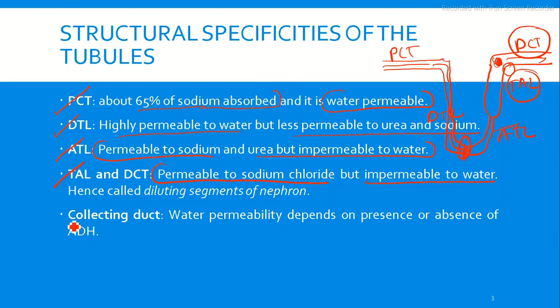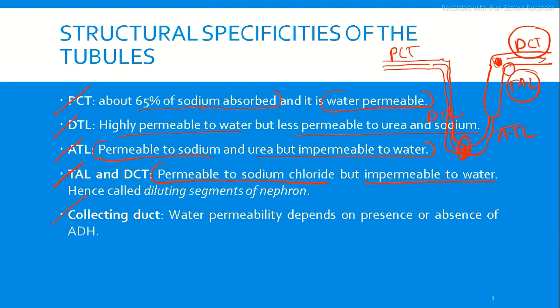Okay, so the next part, or the last part, of the nephron is the collecting duct, and the water permeability of this collecting duct depends on the presence or absence of ADH. ADH is a type of pituitary hormone which is released in response to the body condition. Okay, so if the body condition is dehydration, then the body needs to retain whatever water it has, so ADH will be released in that case.